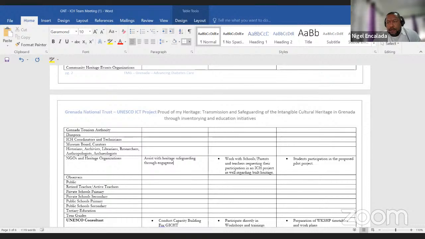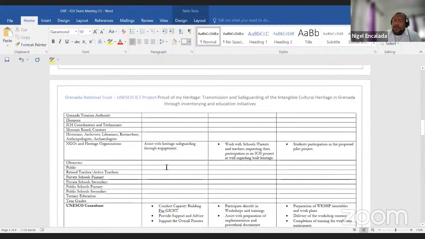We're saying that the, I keep forgetting this first column, the practice will be to assist with heritage safeguarding through engagement of the education sector. Right. Let's say engagement of schools. Right. All right. Thank you, Maria. You got us off running.